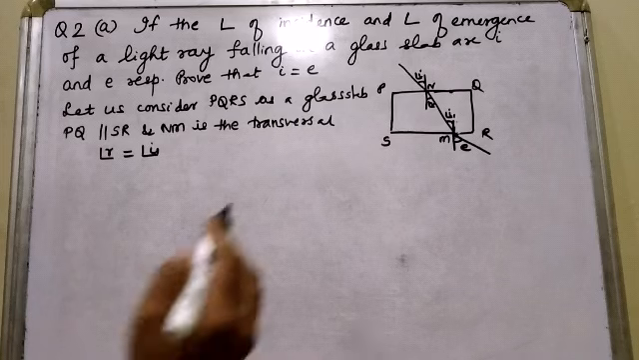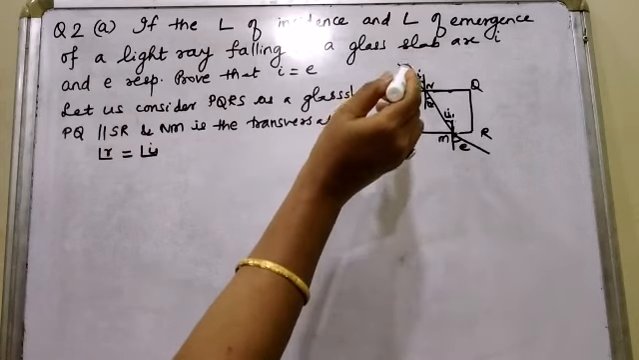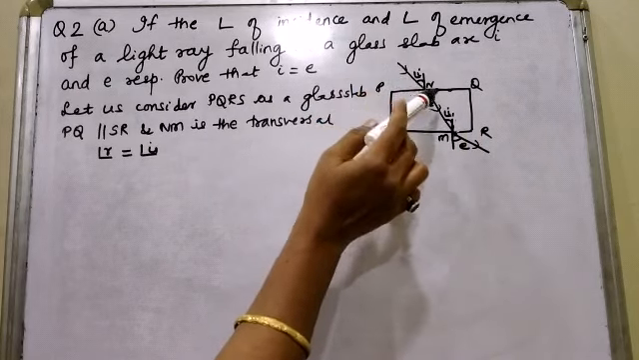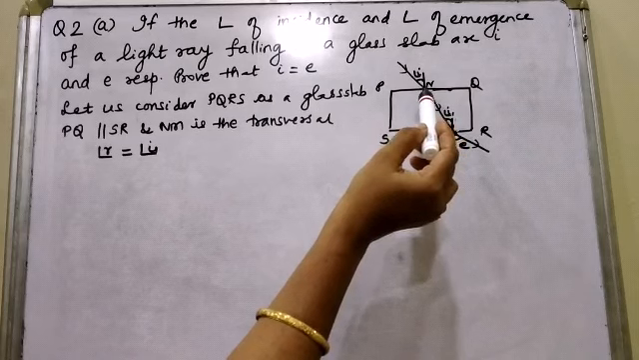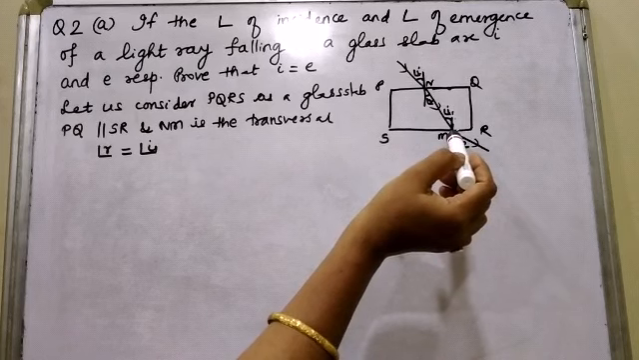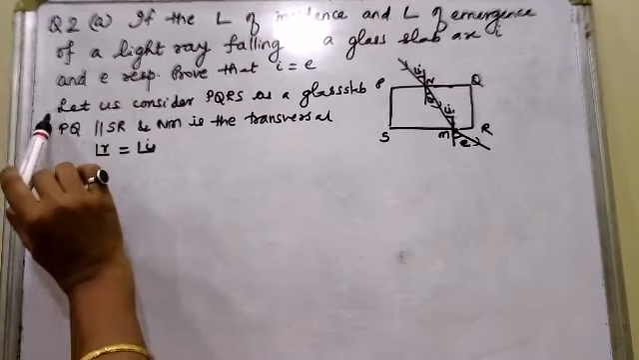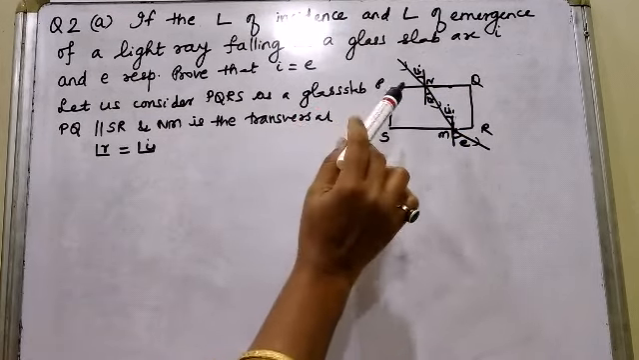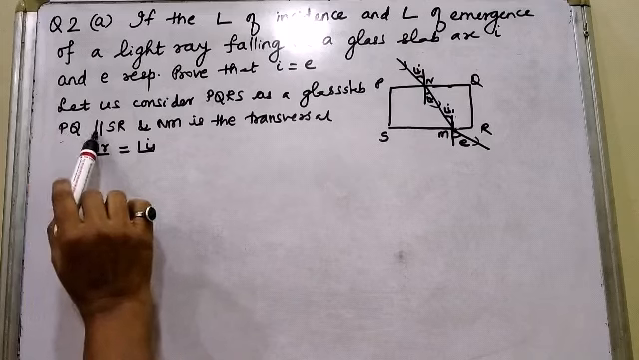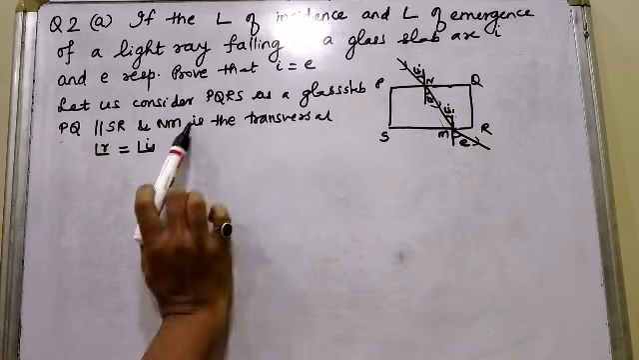So now we are considering a glass slab, and let us name the glass slab PQRS, and I have drawn the incident ray, the refracted ray and the emergent ray. Let the incident ray meet side PQ at N, and let the emergent ray meet side SR at point M. Since PQRS is a rectangular glass slab, PQ will be parallel to SR, and we are going to take NM as a transversal.